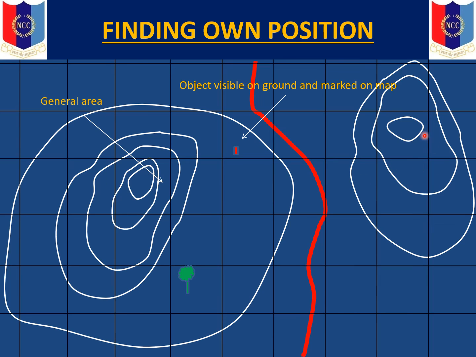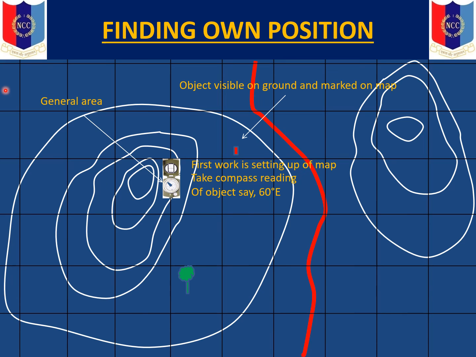There's another small hill towards the east of this hillock, and you are trying to find your own position on this map. Right now you have spotted a landmark which is visible to you on the ground as well as marked on the map, and this is another important landmark which is visible on the ground and also marked on the map. The first step is setting up the map.